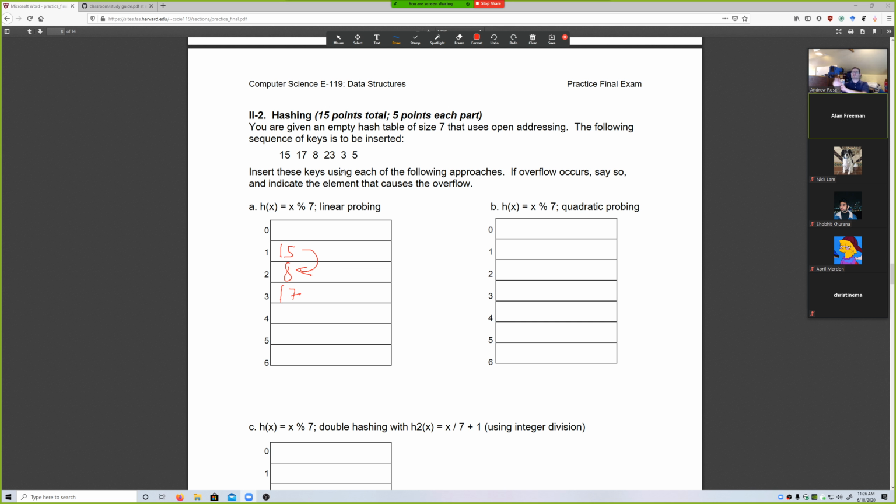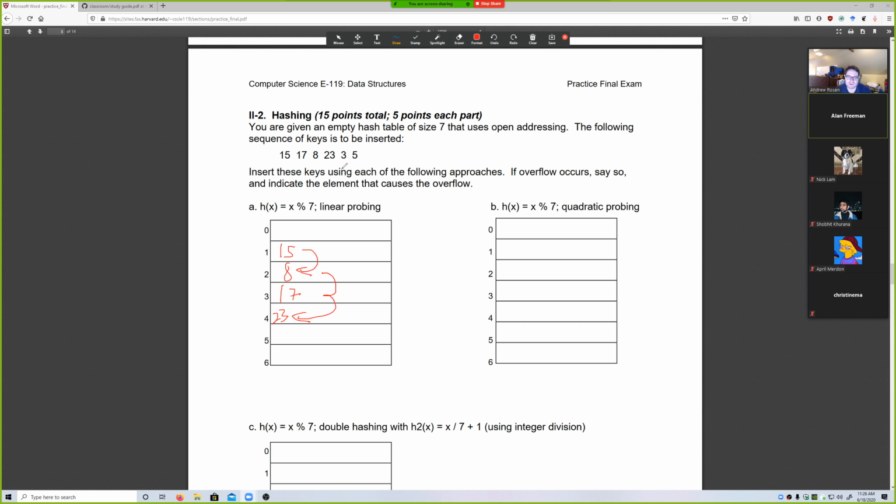Next, we've got 23. The closest multiple of 7 to that is 21. So 23 minus 21 is 2. So 23 mod 7 is 2. So we want to put 23 here, but it's taken, so we look for the next possible space, which is 3, but that's taken, so we look for the next possible space, which is over here. So 23 goes over here.